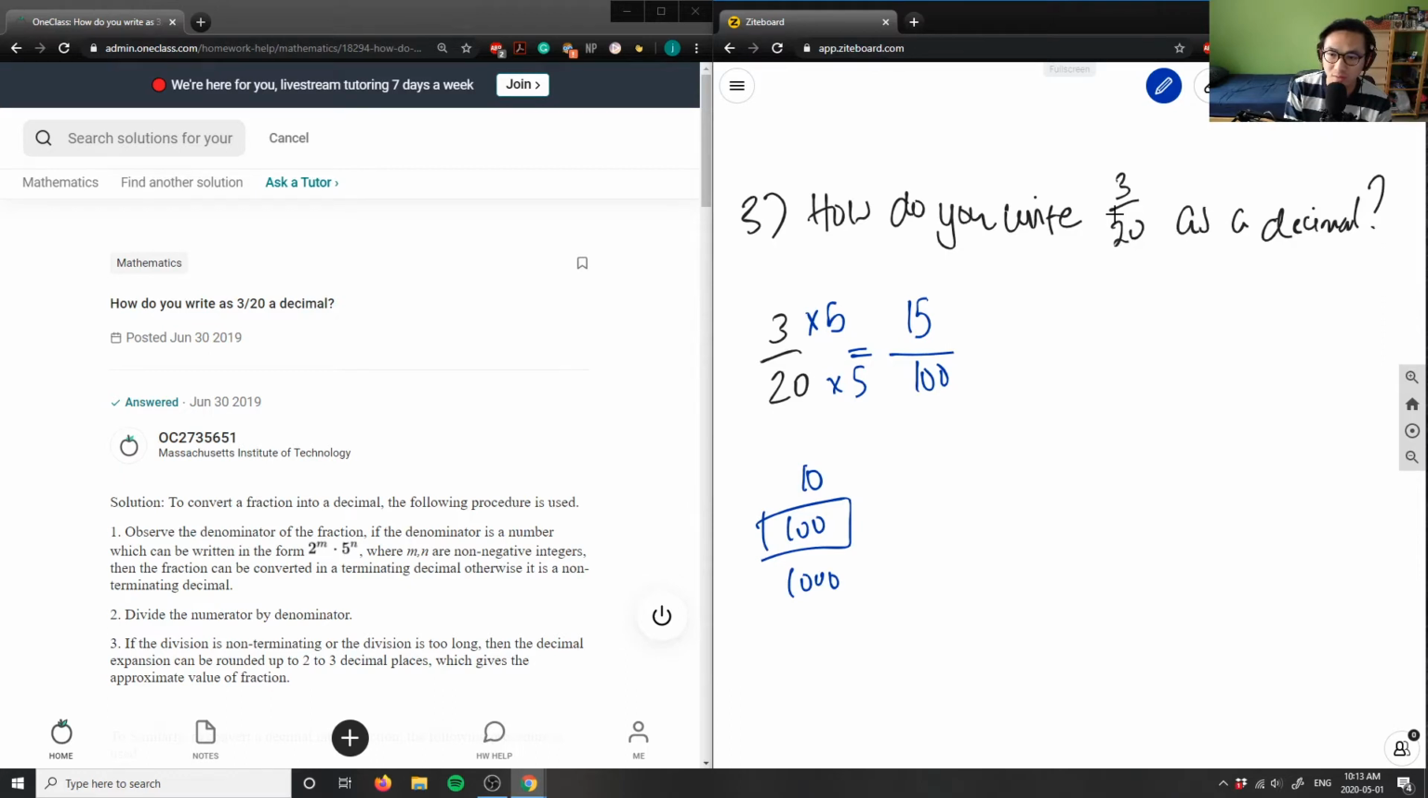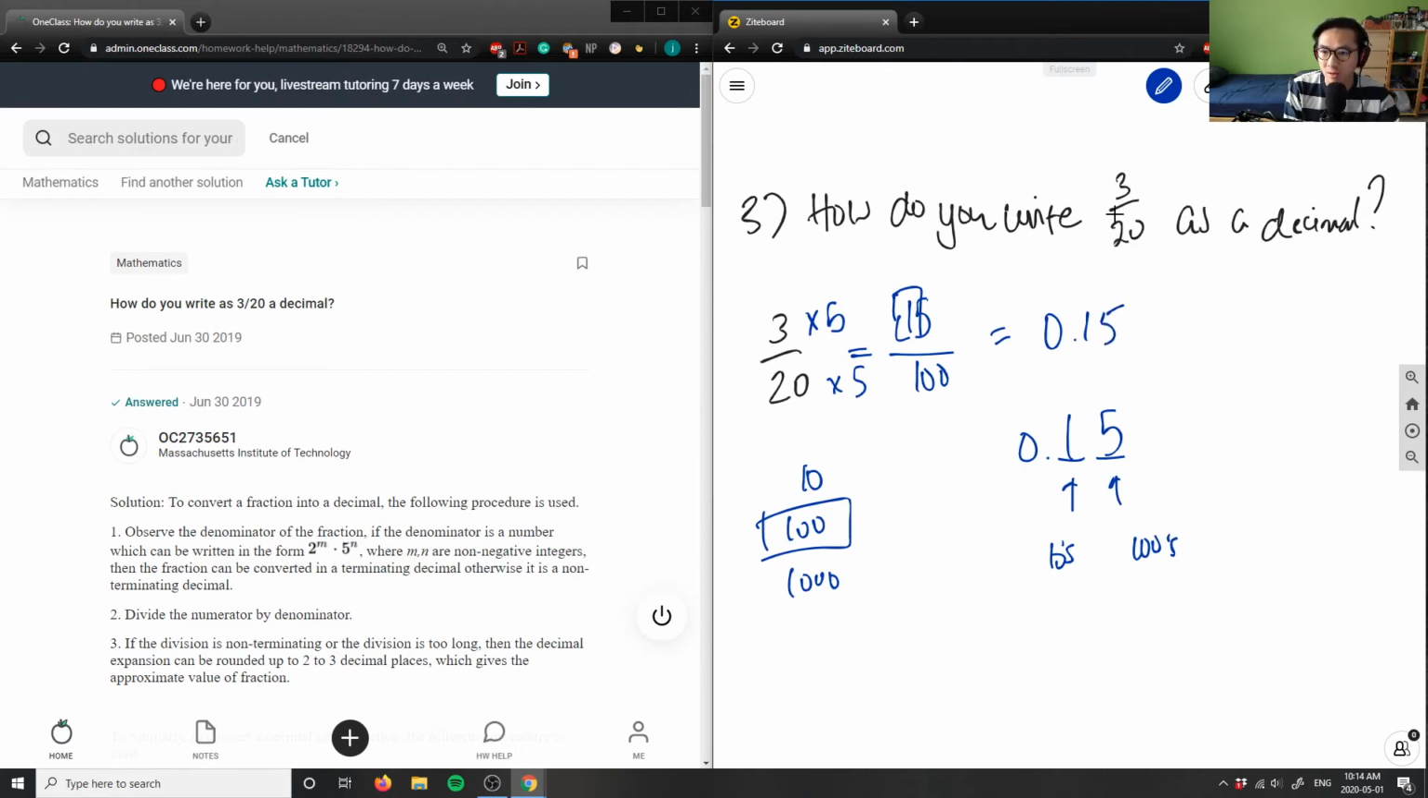Again, 15 over 100 is lower than 1, so I'm going to have 0 point, and because it's a hundredths case, I'm going to have 2 digits here, 1 and 2. This first one is the tenths digit, and this is the hundredths digit. So 1 is the tenths digit, and 5 is the hundredths digit. So 15 over 100 is 0.15 as a decimal.